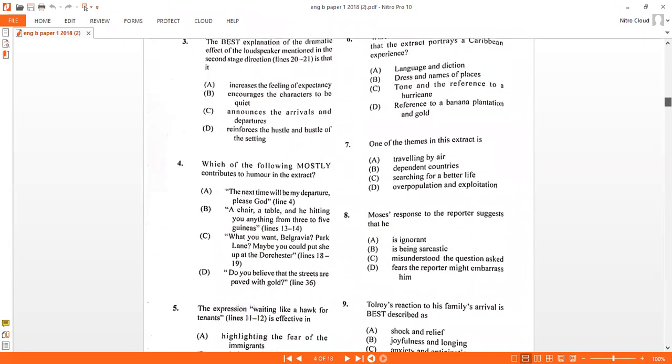So the only answer that we're left with for number 6 is A. Let's do number 7. Number 7 says, one of the themes in this extract is, this one is easy. Traveling by air, no, it doesn't talk about that. Dependent country, no, it really does not talk about that, because we do not see where London is giving back to the Caribbean. We see migration. Now, if that was there, then we see searching for a better life, yes, migration. So again, migrating to other countries in search of better opportunities. Overpopulation and exploitation would not be one of the themes in the extract. So the answer for number 7 would be C.